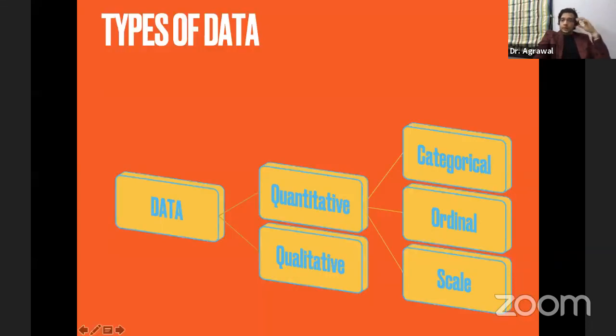Just talking about the basic types of data that are there: quantitative and qualitative. Okay. Qualitative is something like color of eyes is brown, or black or blue or whatever it is. Okay. Or hair is long, hair is short. Quantitative basically means numbers, right? That's what quantity means. That's what quantitative means. And they can be further divided into categorical, ordinal, and scale. Okay.